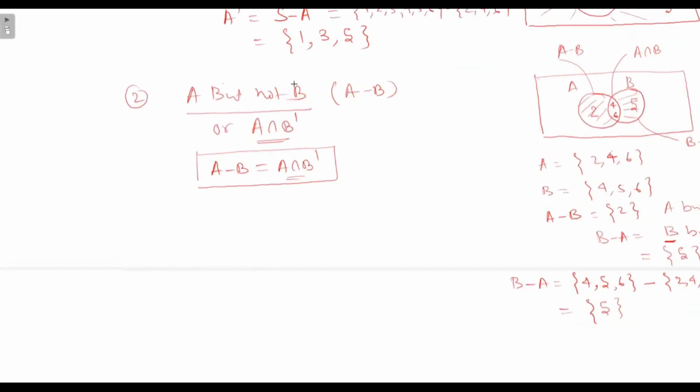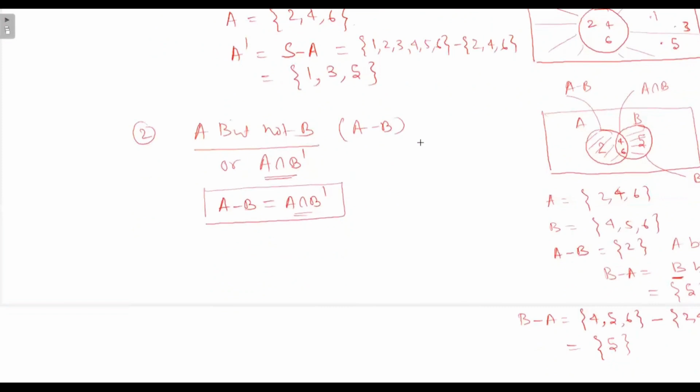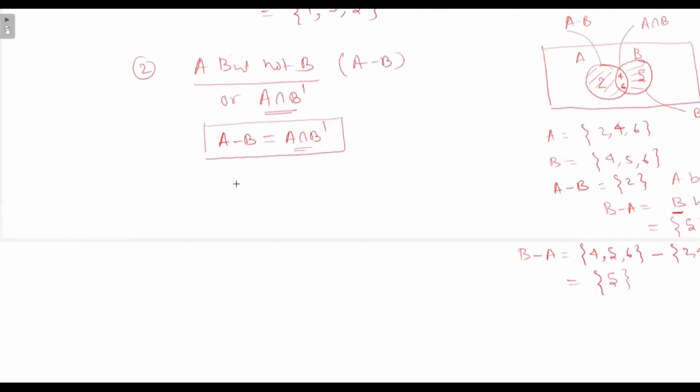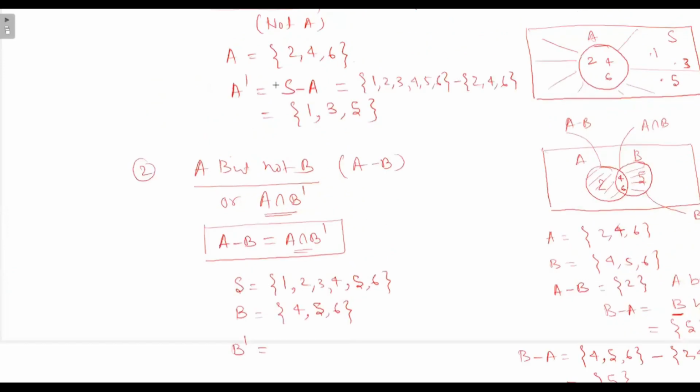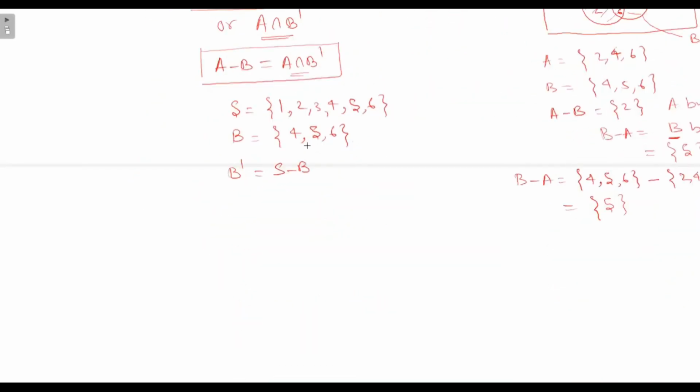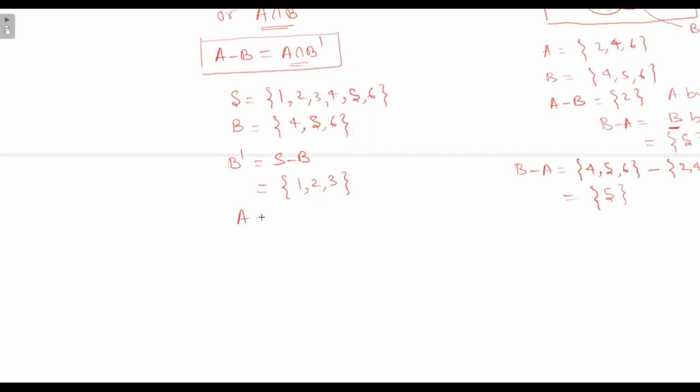So let's talk about B complement. We just looked at A complement, right? In the same event, my sample space is, say I am throwing the die: 1, 2, 3, 4, 5, 6. Now your set B, in this example, is 4, 5, 6. B complement would be S minus B, so 1, 2, 3. So this is your B complement. My set A is described as 2, 4, 6.